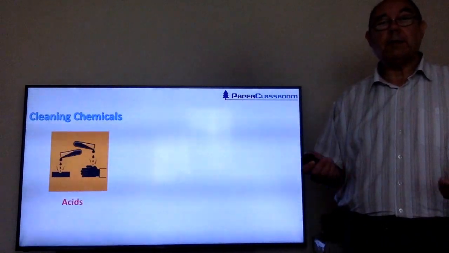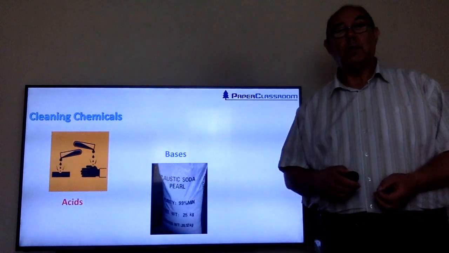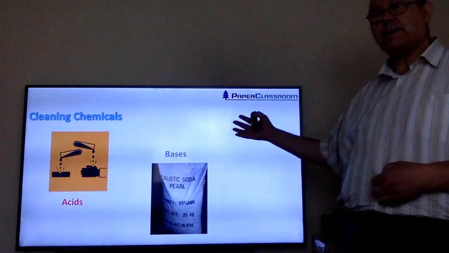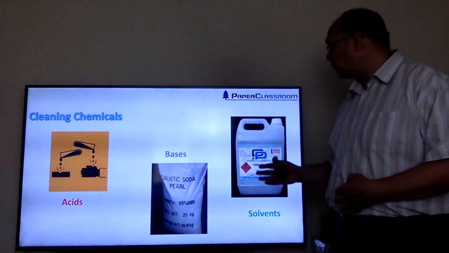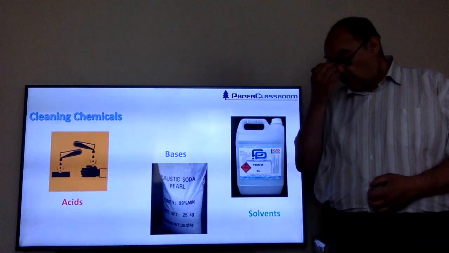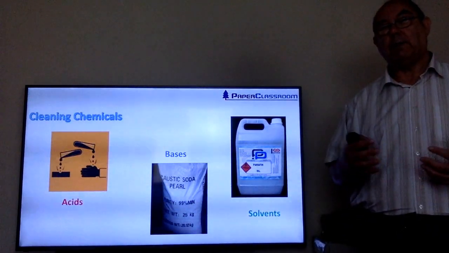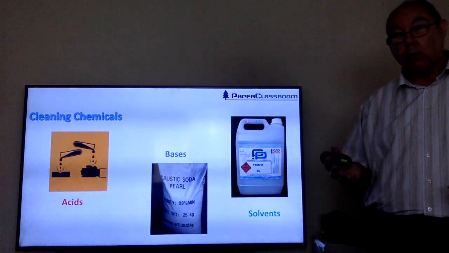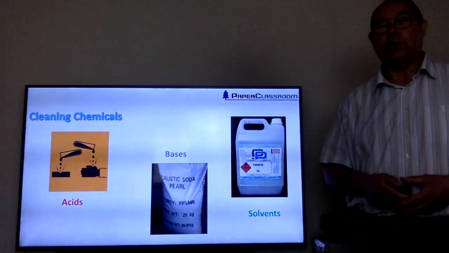So cleaning chemicals, typical cleaning chemicals, we might have acids, we might have alkalis or bases like caustic soda for example, or we might have solvents, something like a paraffin, and those we might use to clean forming fabrics and felts, rolls, just to keep all our machine nice and clean during a shutdown.